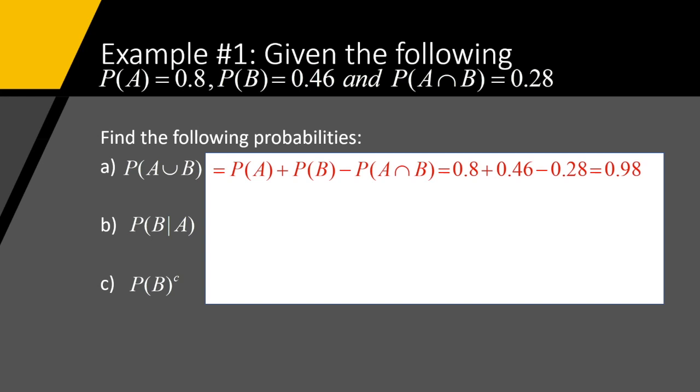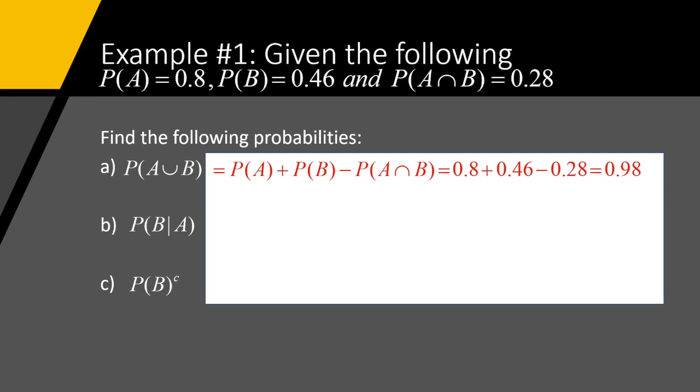Okay, so for part A, you want to plug in the probabilities for A and B, and then A and B. So you have 0.8 plus 0.46, and then don't forget to subtract A and B. So 0.28. So you should get 0.98 as your answer for A.